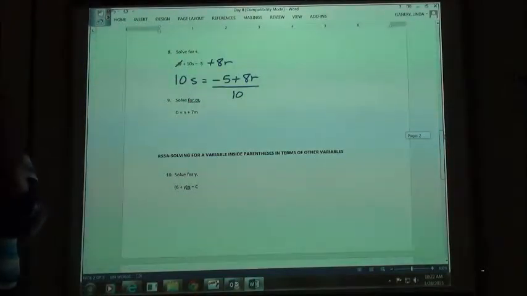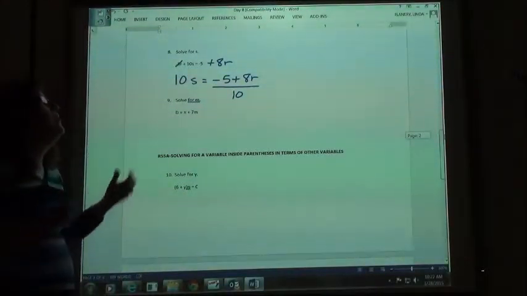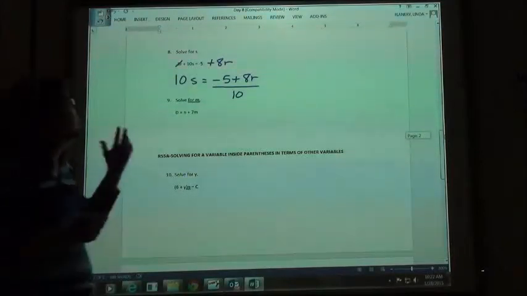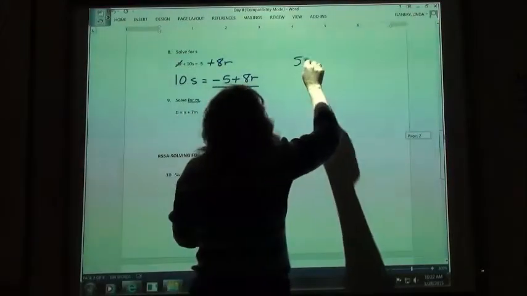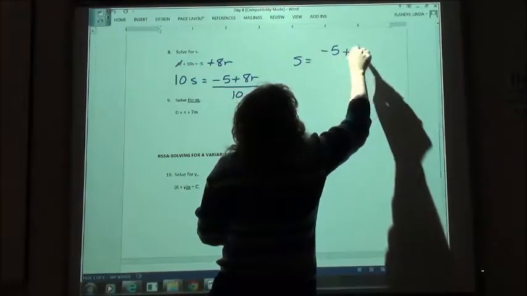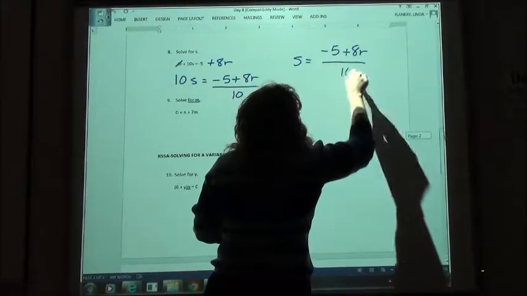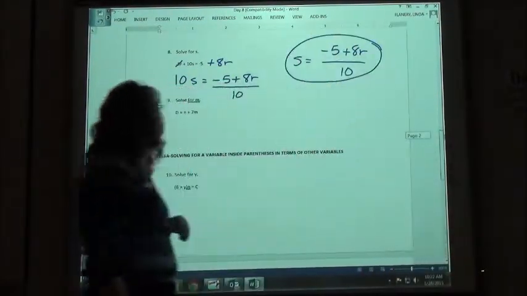If I would separate it into 2 separate fractions, I'd have negative 5/10, which I could then put as negative 1/2, and then I'd have 8/10 r, which I could rewrite as 4/5 r. So it's just more work. So I usually just leave the fraction. I can't reduce it down if I leave it all over 10, and so I just leave it like that.